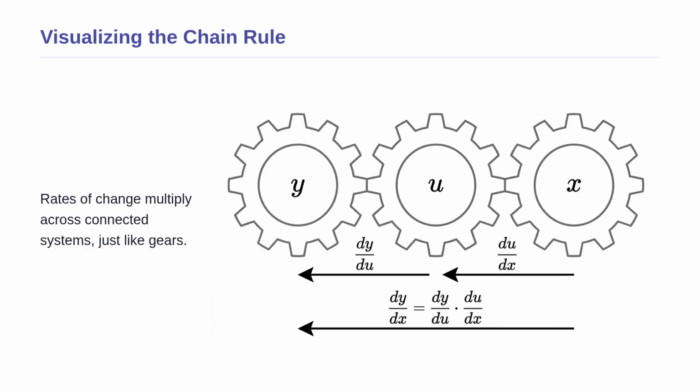This formula we just saw can be beautifully visualized using a physical system. Imagine three connected gears. The rightmost gear is our input, x, the middle gear is our intermediate variable u, and the leftmost gear is our final output, y. Just as the middle gear transfers and multiplies the rotational speed from the first gear to the last, the intermediate variable transfers the rate of change through the function. If the first gear turns 3 times as fast as the middle, and the middle turns 2 times as fast as the last, the first turns 6 times as fast as the last. We simply multiply the rates.